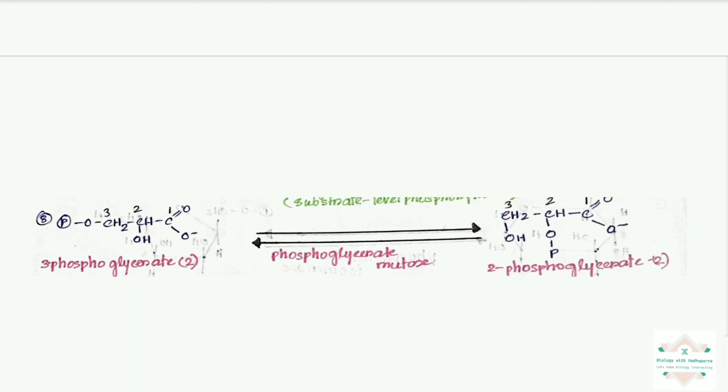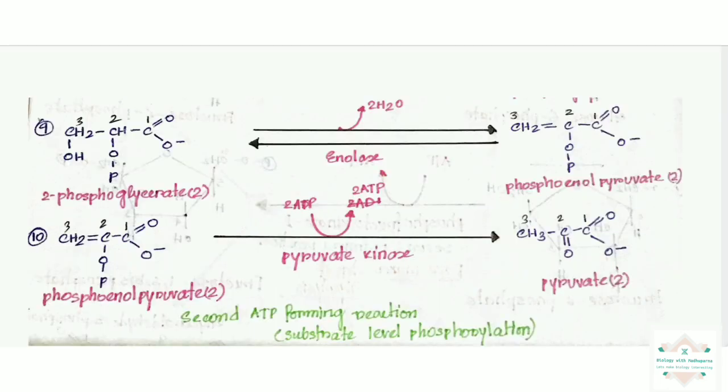So next, this 2-phosphoglycerate will be converted into phosphoenol pyruvate with the help of the enzyme enolase. What enolase will do is generate one H2O, which will go out from this 2-phosphoglycerate. So the OH group of carbon 3 and the H of carbon 2 will generate one H2O, and that will leave. So we have this final product which is named phosphoenol pyruvate.